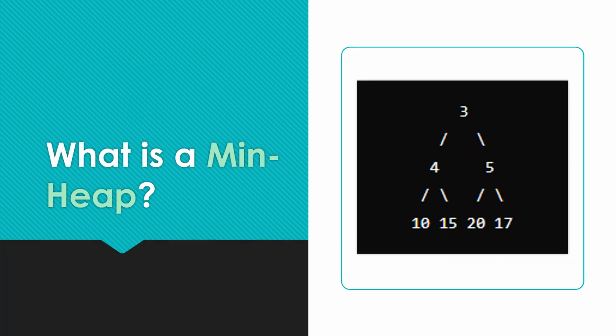What is a min-heap? A min-heap is a binary tree where the parent node is always less than or equal to its children. The smallest element is always at the root of the tree. Here is a visual representation of a min-heap.